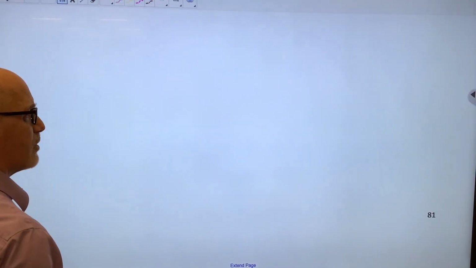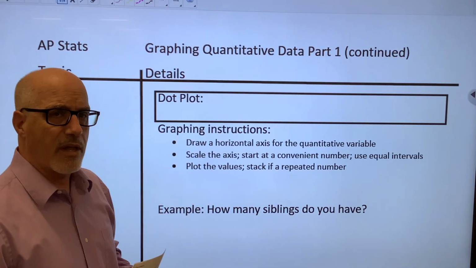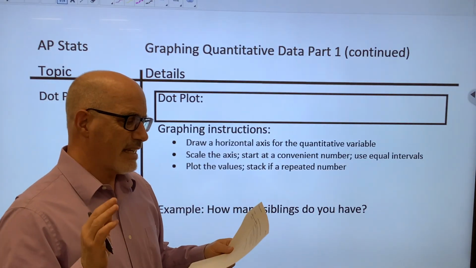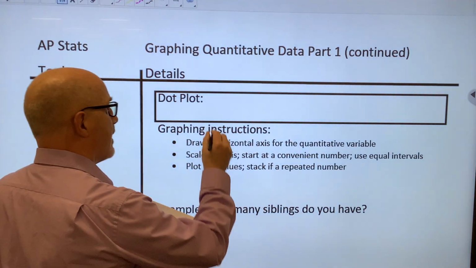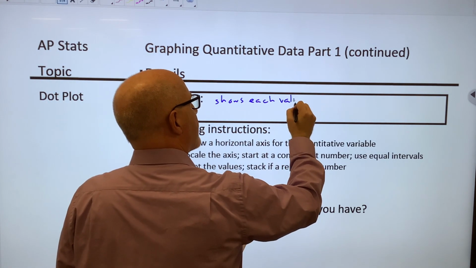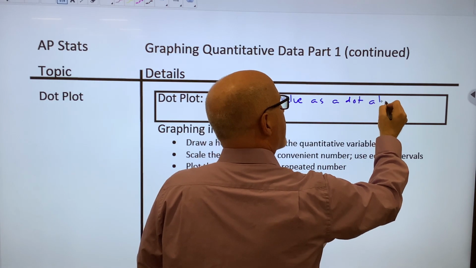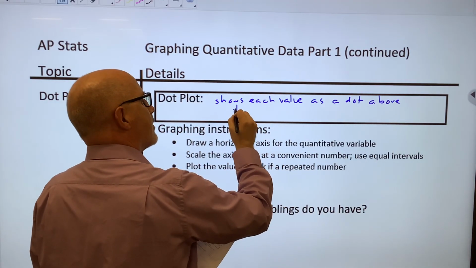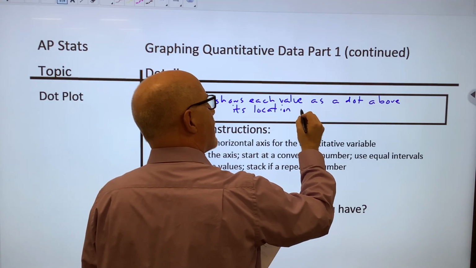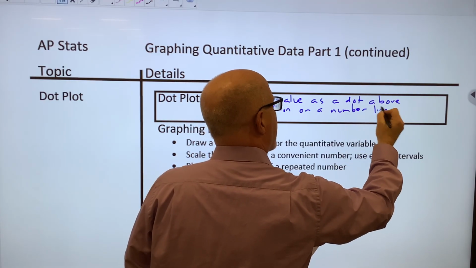Now let's look at an actual type of quantitative data graph. We'll call this a dot plot that we'll start with for this. A dot plot shows each value as a dot above its location on a number line. This would be a discrete graph. So let's take a look at an example of what this could look like.